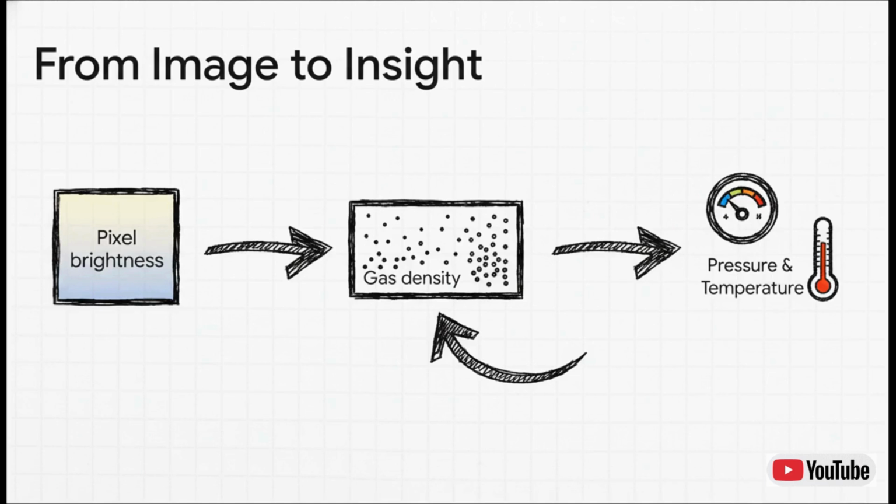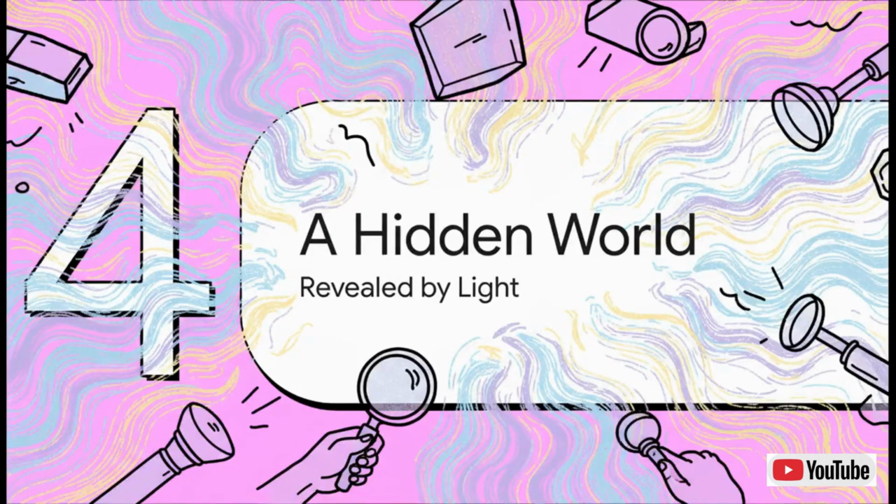And this is the final, absolutely incredible leap. The brightness of one pixel tells you how much the light bent. That, in turn, tells you the density of the air at that one tiny spot. And once you know the density, you can calculate the pressure and even the temperature inside that explosion. All of a sudden, a photograph has become a super detailed remote thermometer and a pressure gauge, mapping out an entire event without a single physical sensor ever having to touch it. It's amazing.